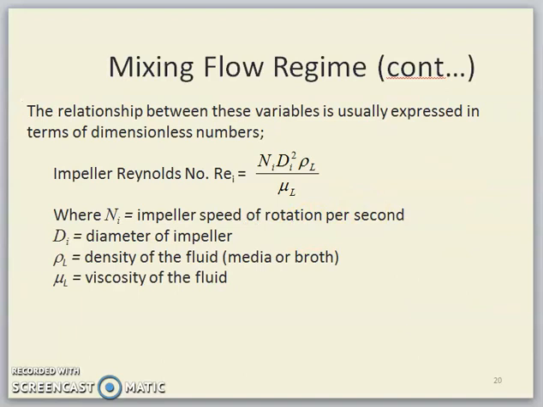The relationship between these variables is usually expressed in terms of a dimensionless number, which is the impeller Reynolds number, defined by N_i, the impeller speed or the agitation speed, times D_i squared, where D_i is the diameter of the impeller, times rho_L, the density of the fluid, the media or the broth in the fermentation, over mu_L, the viscosity of the fluid.